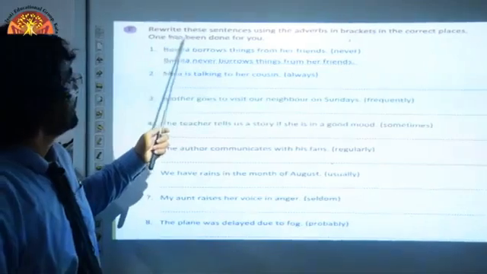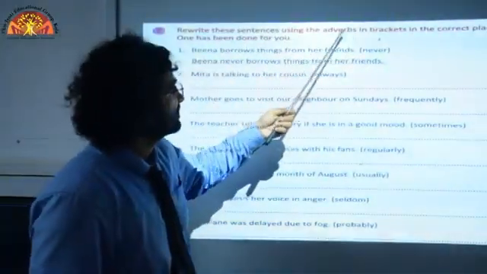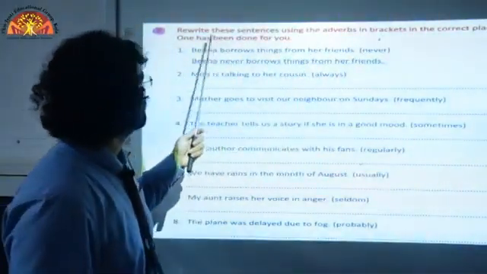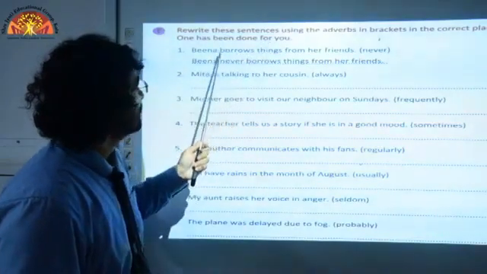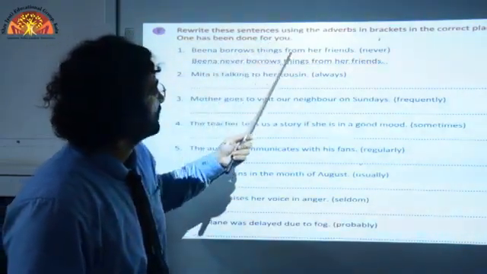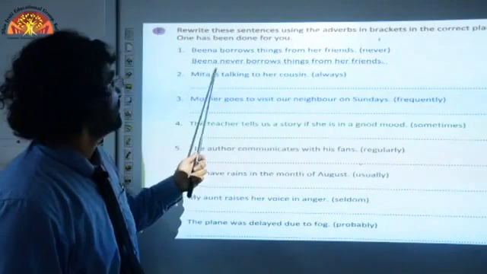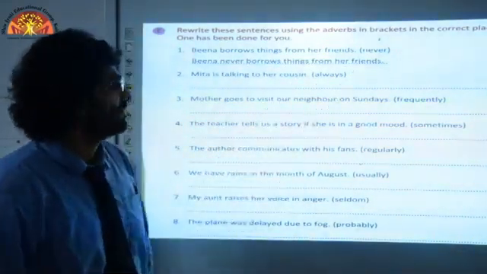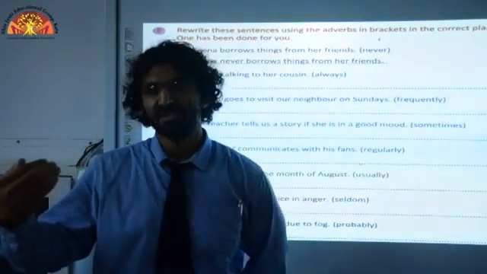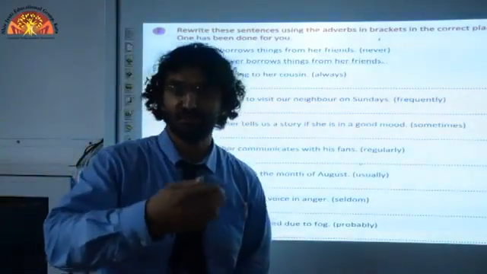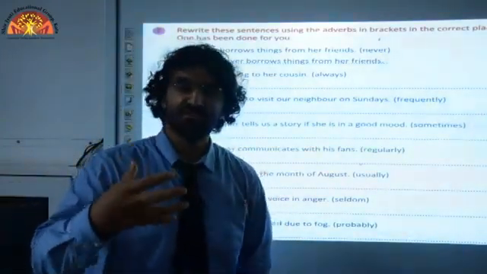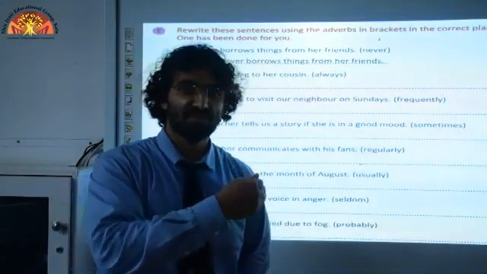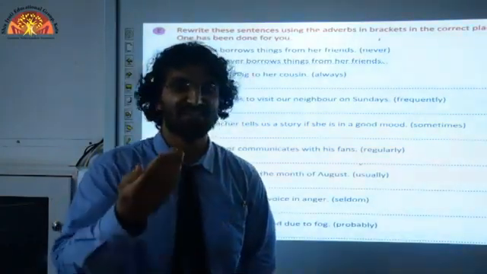Exercise: rewrite these sentences using the adverbs in brackets in the correct places. One has been done for you. Beena borrows things from her friends. Beena never borrows things from her friends. So we can use adverbs in the beginning of the sentence, at the end of the sentence, in the middle of the sentence. This is what we are going to learn with the help of this exercise. So please pay attention and listen carefully.